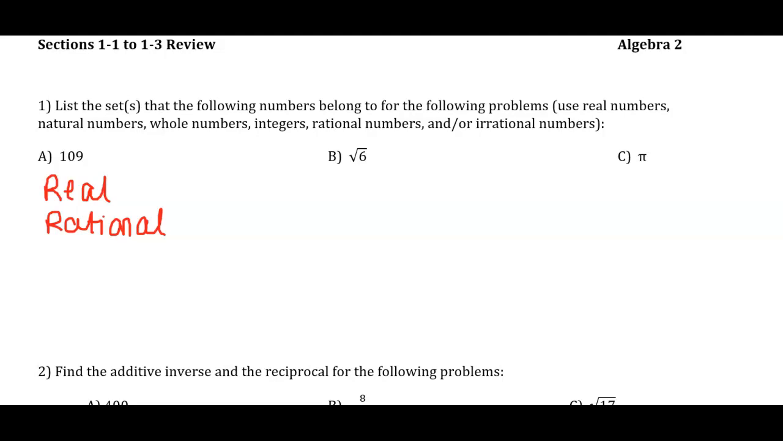Is it a positive or negative number with no decimals? Yes. So that means it's an integer. Is it 0 and above with no fraction or decimal? Yes. So that makes it whole and natural.